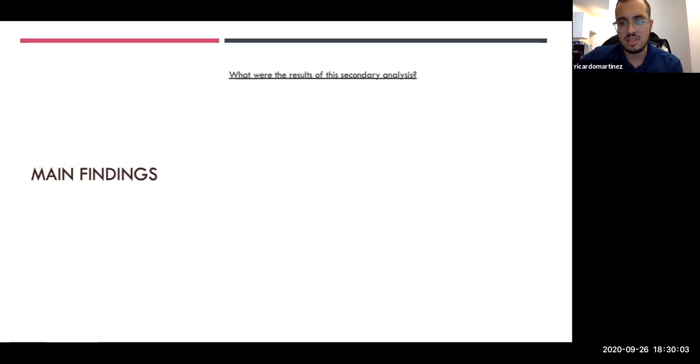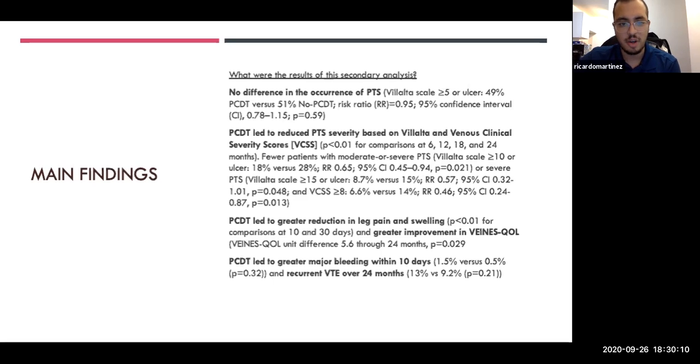All right, and some of the results, which I can actually pop over here and anyone can discuss and give their opinions about. There's no difference in the occurrence of PTS, but the PMCDT did lead to reduced PTS severity based on VILLALTA score and venous clinical severity scores. And then PMCDT also led to a greater reduction in the quality of life measures that they were looking at in the ATTRACT trial, including leg pain and swelling. And just like it did in the previous trial, PMCDT led to greater major bleeding within 10 days. And then the one thing that they found in this one is that there was an increase in recurrent VTE over 24 months as well.